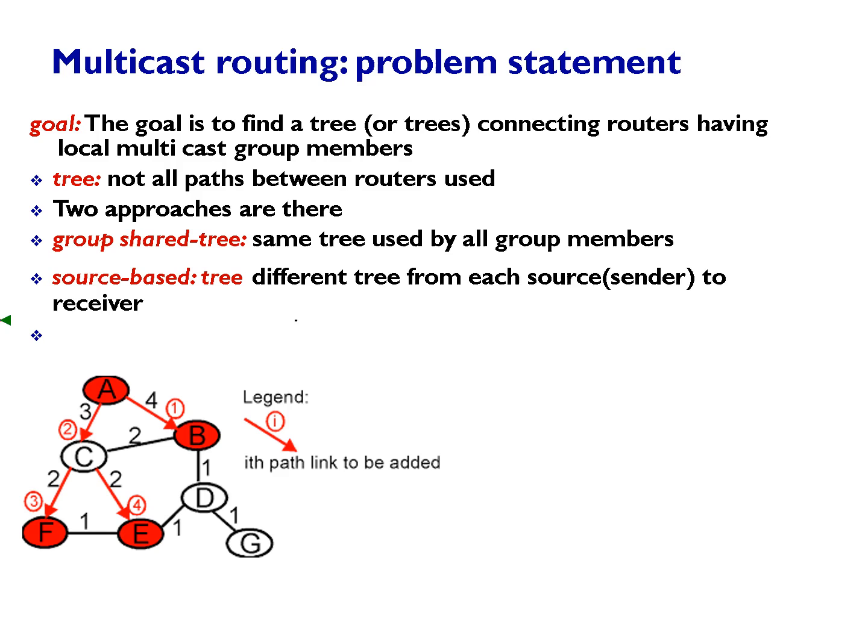In order to avoid the cycling or looping of data packets in the network, the aim is to construct a tree. And there are two different approaches for creating a multicast tree: one is group shared tree and another is source based tree.